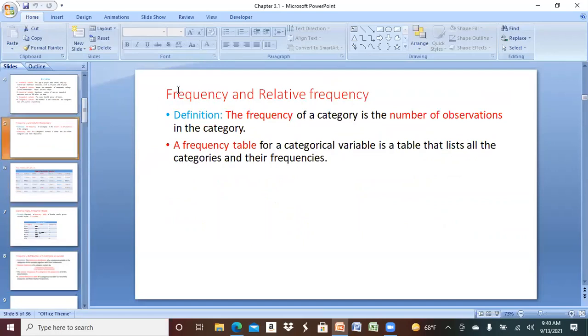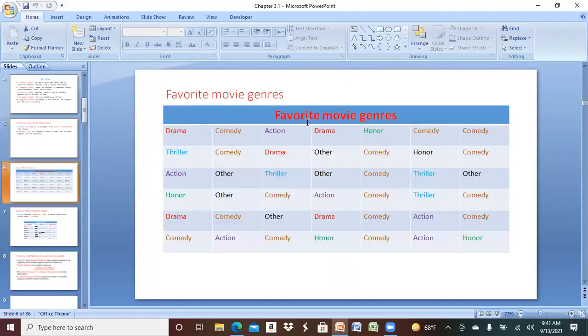Now we study the frequency and relative frequency. The definition: the frequency of a category is the number of observations in the category. If you make a frequency table for a categorical variable, it is a table that lists all the categories and their frequencies. Remember, the frequency of a category is the number of observations in the category. Now look at this example.